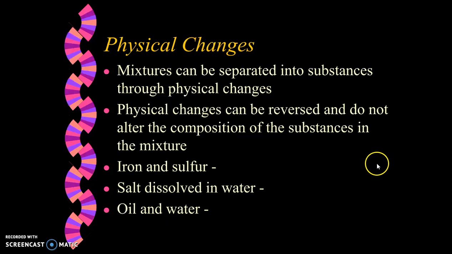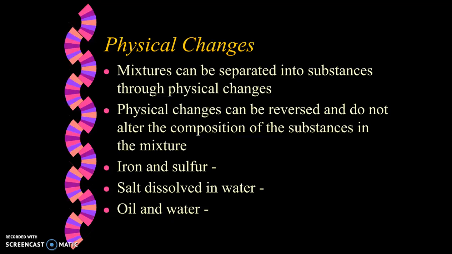Mixtures can be separated into substances through physical changes. That's how you can identify that something is a mixture. If I can separate it out without doing anything fancy or doing a chemical reaction, it's a mixture. So physical changes can be reversed and do not alter the composition of the substance.